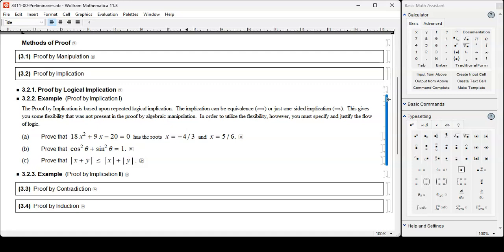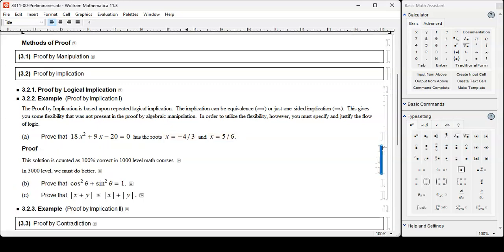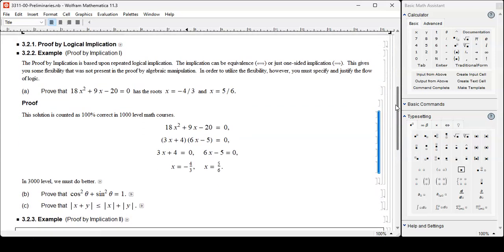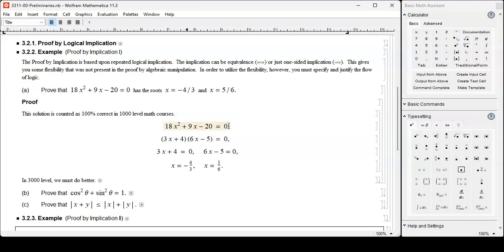Here's an example. Prove this quadratic equation has roots -4/3 and 5/6. This is what we do in 1000 level course. Here's a given equation, factor it, and set the first factor equal to 0 and second factor equal to 0, and consequently we get these two roots. Alright, that's perfect for 1000 level math courses, but in 3000 level we gotta do better.